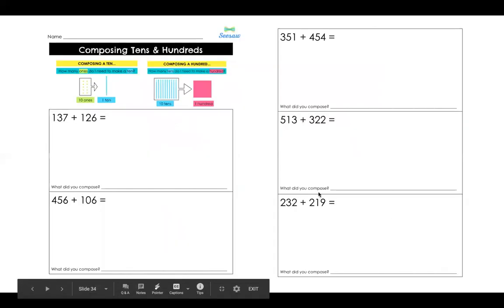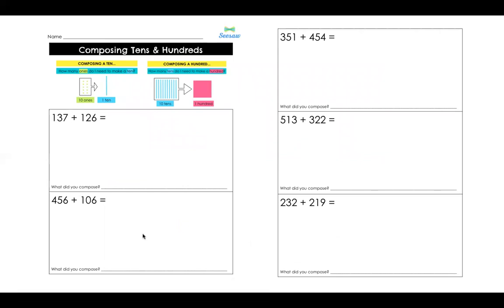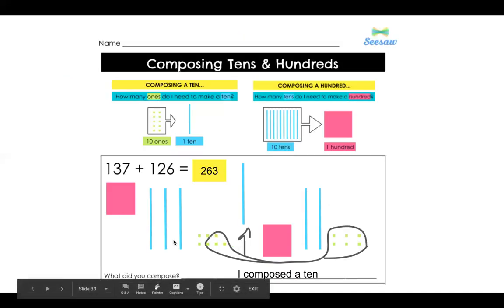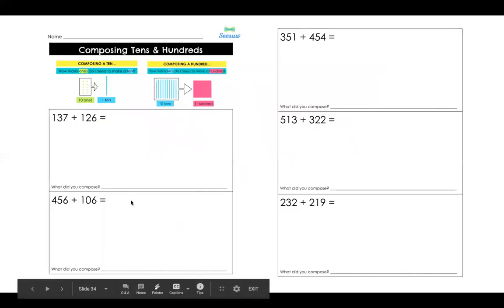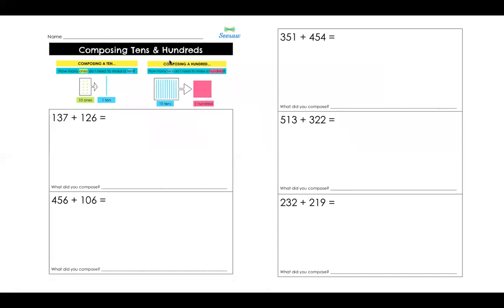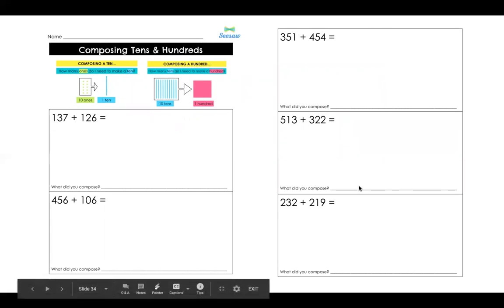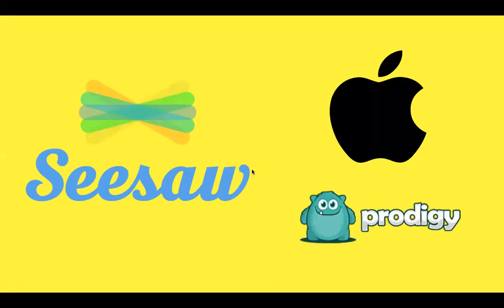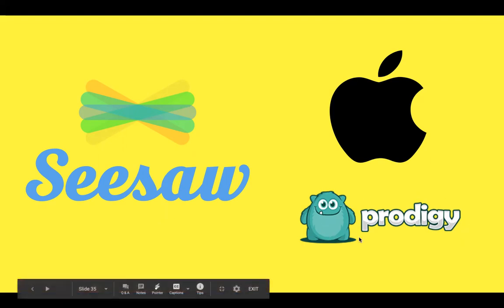Now, second grade, your job is to solve these 4 problems on your own. Just like we did for this one, I need to see how you solved the problem and then tell me, did you have to trade ones for a 10, compose a 10, or trade tens for 100 and compose 100 on this line below? When you're finished, post your worksheet on Seesaw, then put it in your mailbox or the recycling. And then when you're done with that, you can grab your iPad to play iPad Math Extras, or you can hop on and play Prodigy.